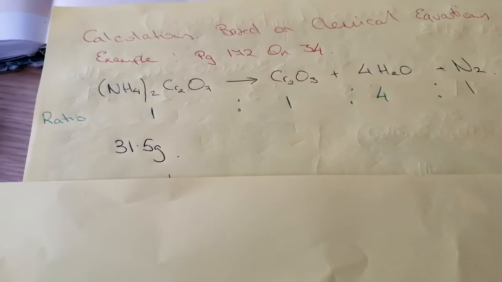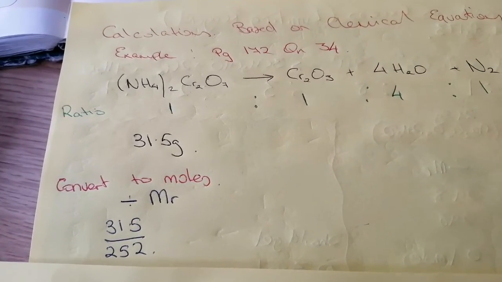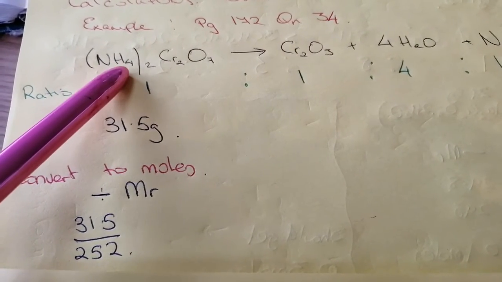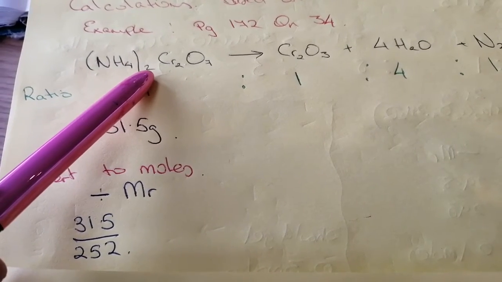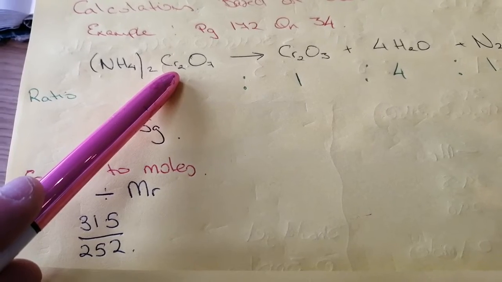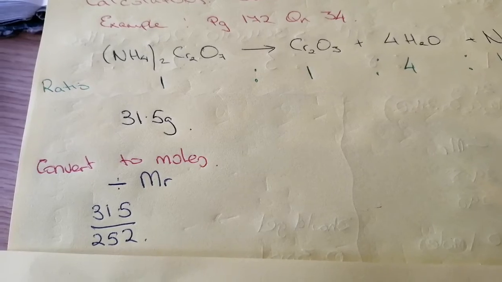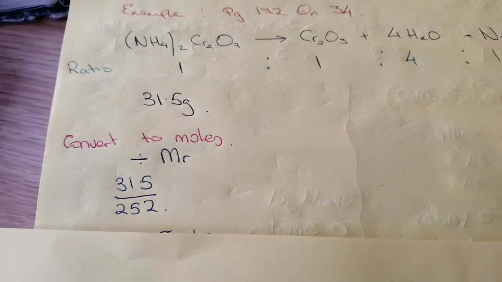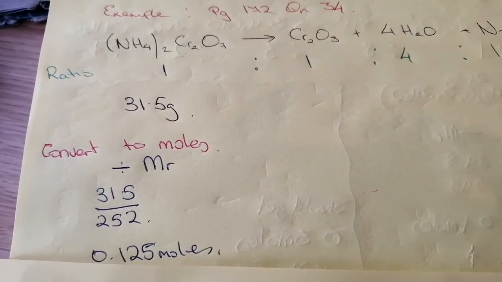First thing we have to do, convert that into moles, and we divide it by the mass of the ammonium dichromate. So that's 14 plus 4, is 18. You multiply that by 2 is 36, plus 2 times 52, which is the mass of the chromium, and 7 times 16, which is the mass of oxygen. That gives you a total of 252. Then you divide your 31.5 by that 252, and you end up with 0.125 moles.